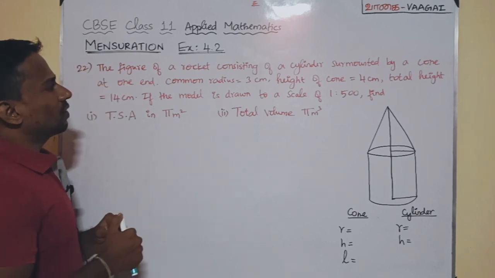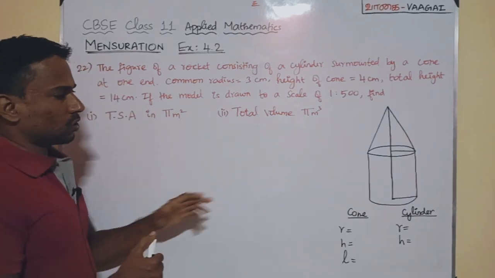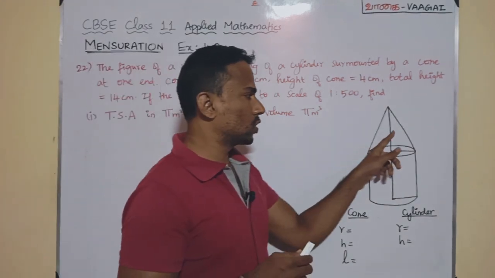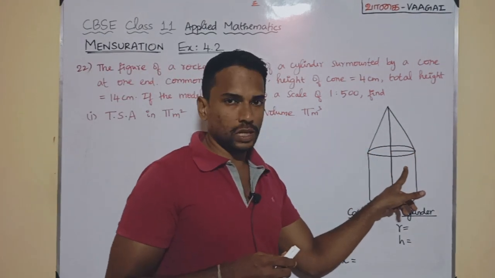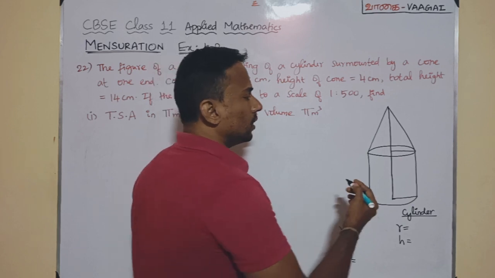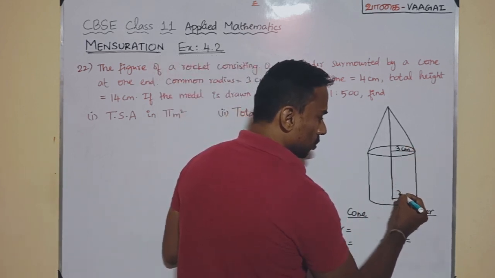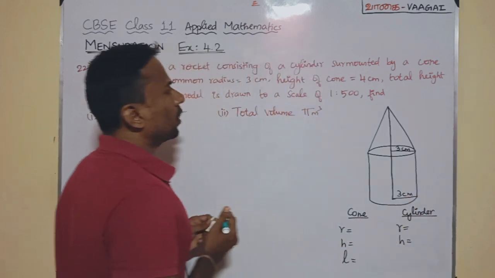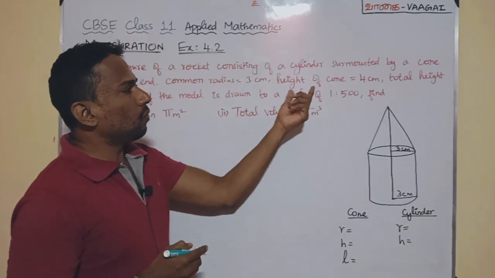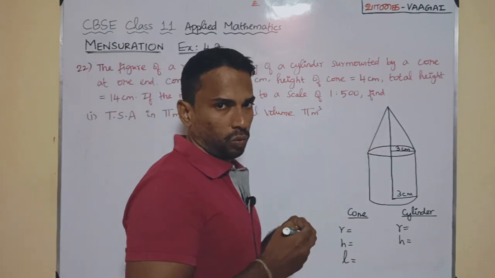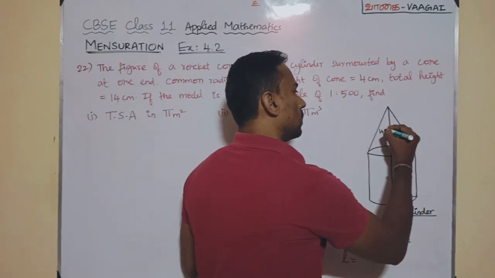And next they are given some information about the dimensions of this rocket. Common radius is 3 centimeter. So for this cone and also this cylinder, the common radius is 3 centimeter. Let's note it. So this is 3 centimeter, and this is also going to be 3 centimeter. Next, the height of the cone portion is 4 centimeter. So for the cone portion alone, the height is 4. So we'll note it 4 centimeter.